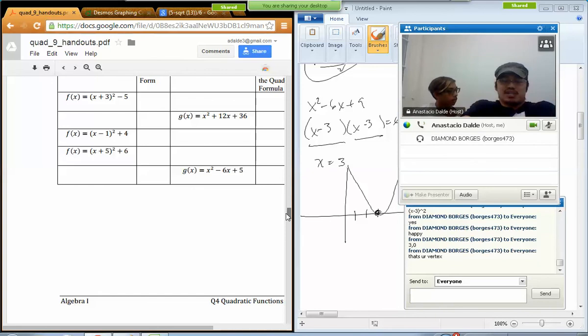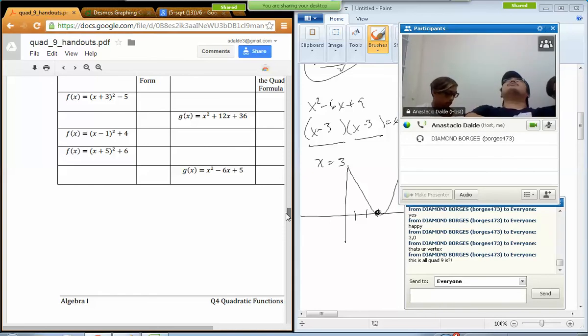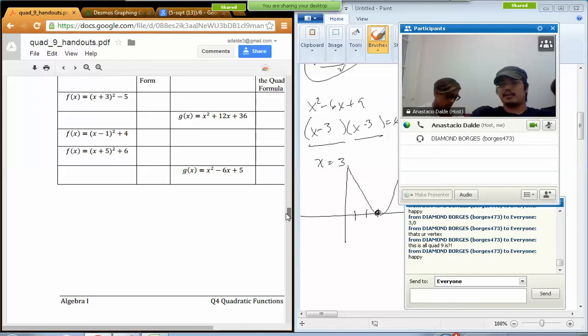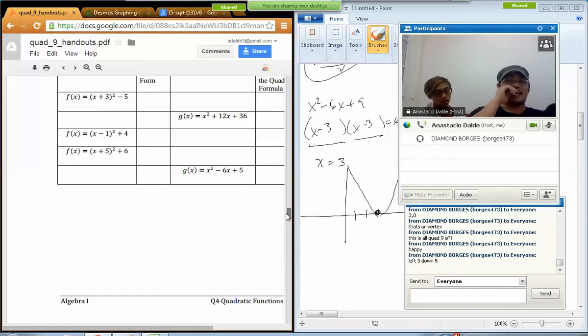X plus 3 squared minus 5. Tell me, what does that graph look like? Is it happy or sad? It's happy. And what are you doing to it? You're moving it. How are you moving it? You're moving it left 3 and down 5. So it's a happy parabola. Move left 3, down 5.